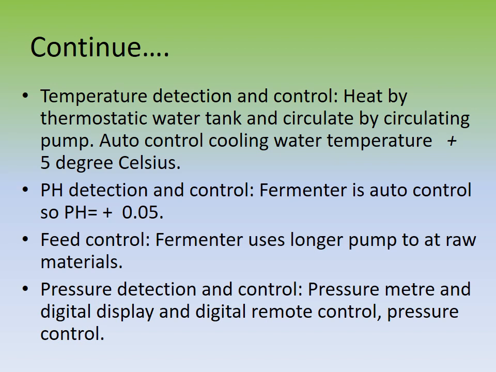Next one is our pH detection and control. We know that certain microorganisms grow in a particular pH only. In fermentation, it is essential to control the pH in order to grow the desired microorganism for product formation. pH control sensors are used in both laboratory as well as larger scale fermenters for periodically checking pH. So the fermenter is auto controlled, so pH is plus or minus 0.05.